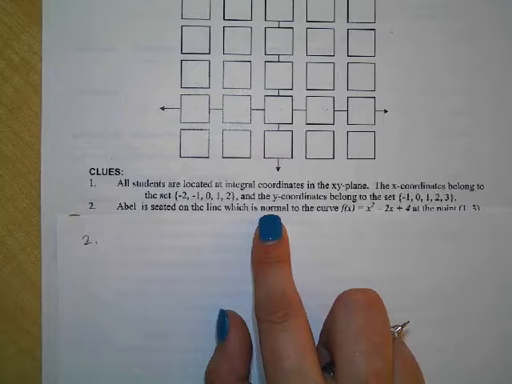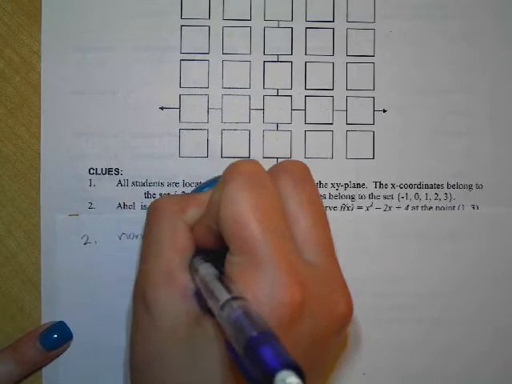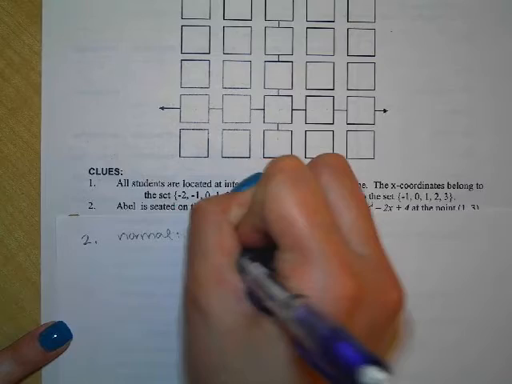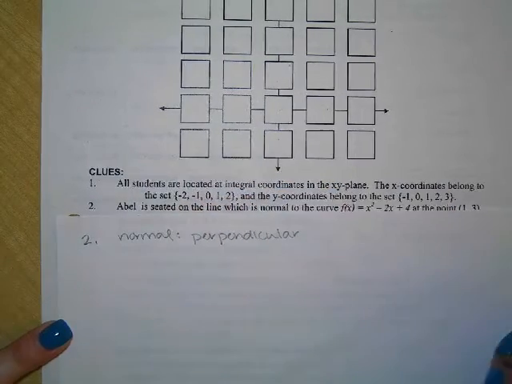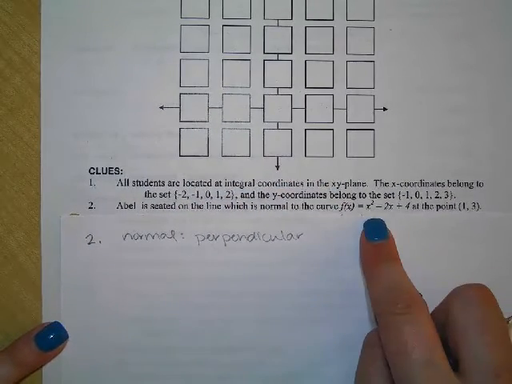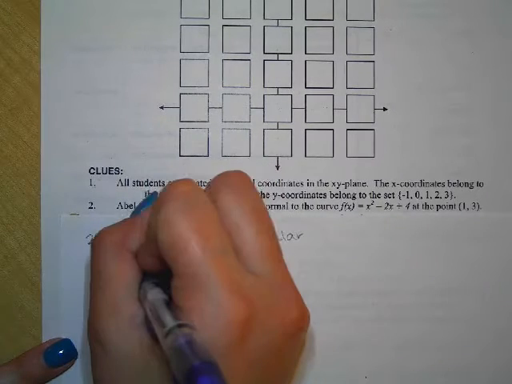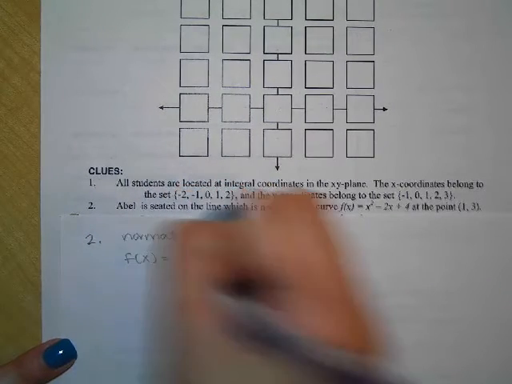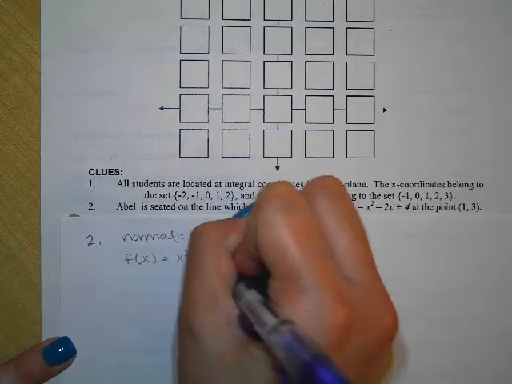What does the word normal mean? Okay, normal means perpendicular to the curve f(x) = x² - 2x + 4 at the point (1, 3). So we're starting off with f(x) = x² - 2x + 4.